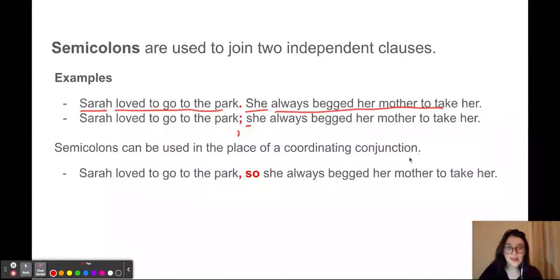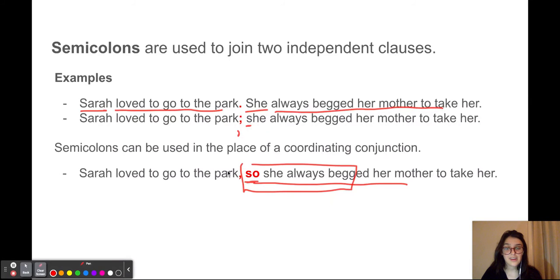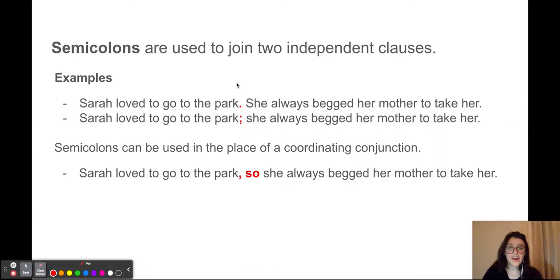Semicolons can be used in the place of a coordinating conjunction. So here we have the same exact independent clauses as we had above. But in this case, we're using a comma because we've also added the coordinating conjunction so. Coordinating conjunctions are like and, but, or. When we insert so here, we can see that this is now a dependent clause. This is now additional information. The sentence cannot stand on its own. It needs this part to make it make sense. So that is why all these three things we have here are interchangeable.